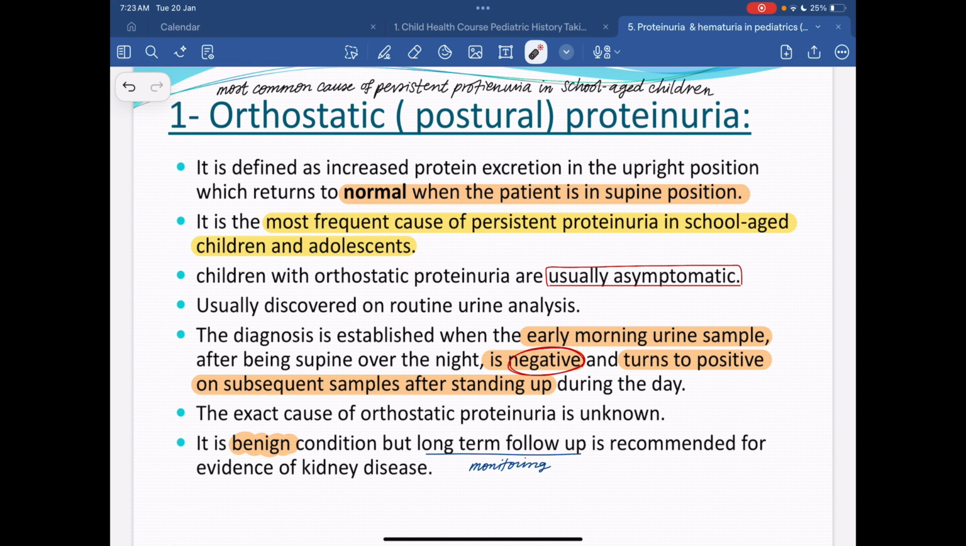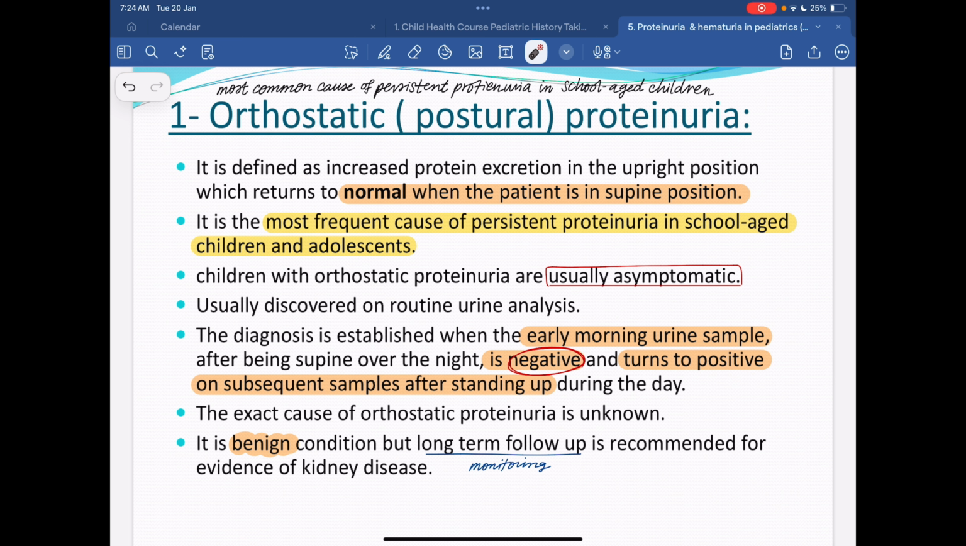يعني نقول للطفل أول ما تقوم على طول روح الحمام وخذ العينة. لا تدور، لا تروح تسوي حاجة، لا تروح تفطر، لا تقوم تسوي واجبات، على طول أول ما تقوم على الحمام وخذ اليورين sample. If this urine sample is negative, we'll take subsequent urine samples throughout the day, and these will be positive. This will establish the diagnosis of orthostatic proteinuria.